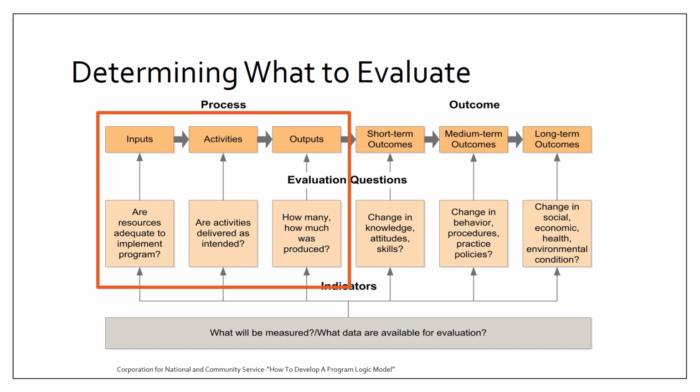Let's think back to our fall prevention program as an example. Program staff may be interested in answering the question, was the fall prevention program implemented as planned, and if not, how and why was it altered for implementation? These questions concern the key components on the left side of the logic model, or the process side. So the type of evaluation needed to answer these questions would be a process evaluation.